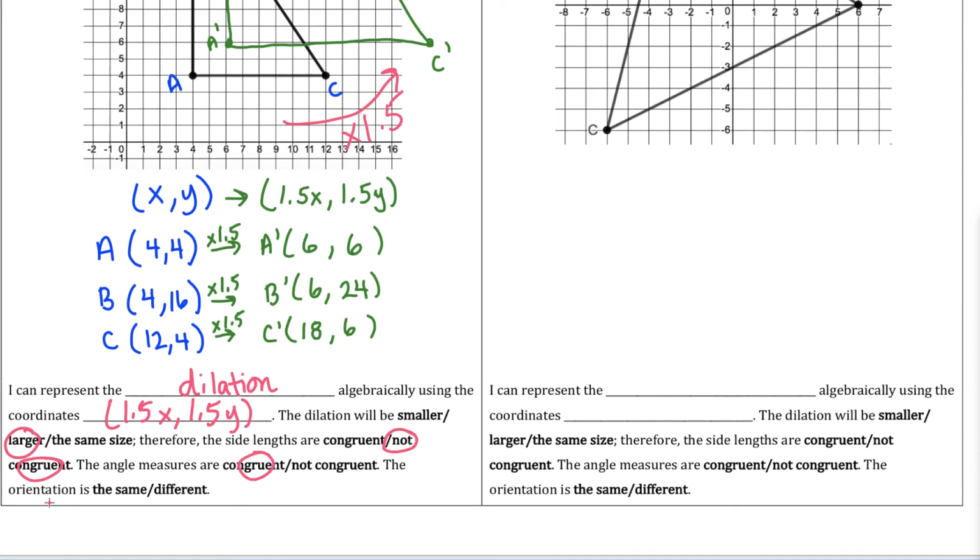And the orientation is the same. So I want you to think about this as whether you see the front or back. Front / back.